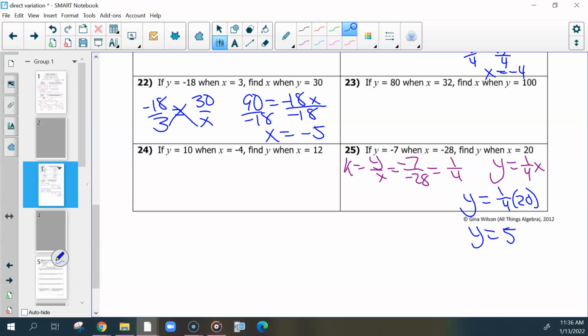Marta? Are these answers always going to be whole numbers? That depends on the numbers that are given. If the numbers that are given are whole numbers, then yes. If the numbers that are given are not, it could vary. Any other questions on this process?